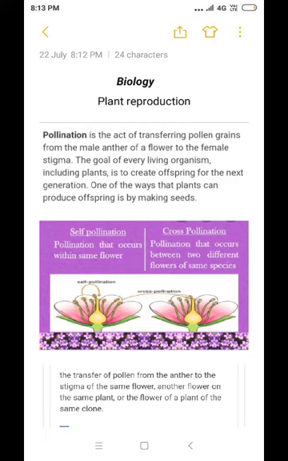The goal of every living organism, including plants, is to create offspring, the next generation. One of the ways that plants can produce offspring is by making seeds. This means pollination is a process in which pollen grains are transferred from the male anther of any flower to the female stigma of any flower. So, pollination can be divided into two types: self-pollination and cross-pollination.